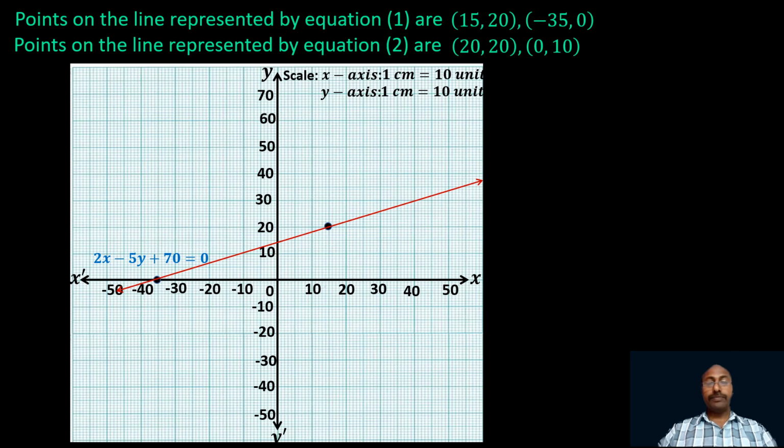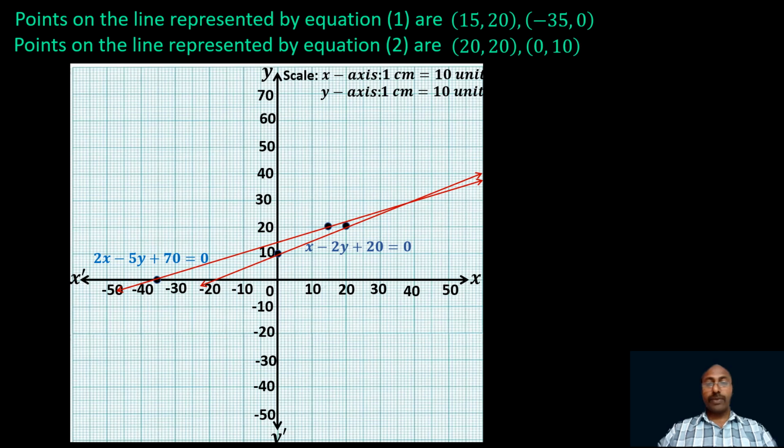And now the points on the line represented by equation 2. First one is (20, 20) and second one is (0, 10). Now this is the line x - 2y + 20 = 0.